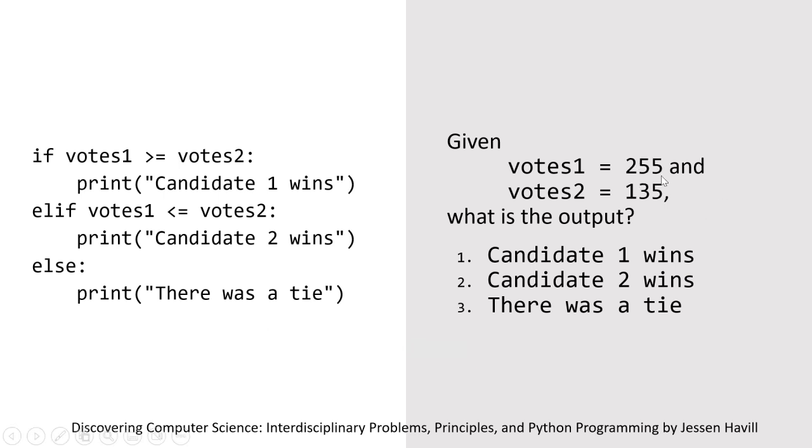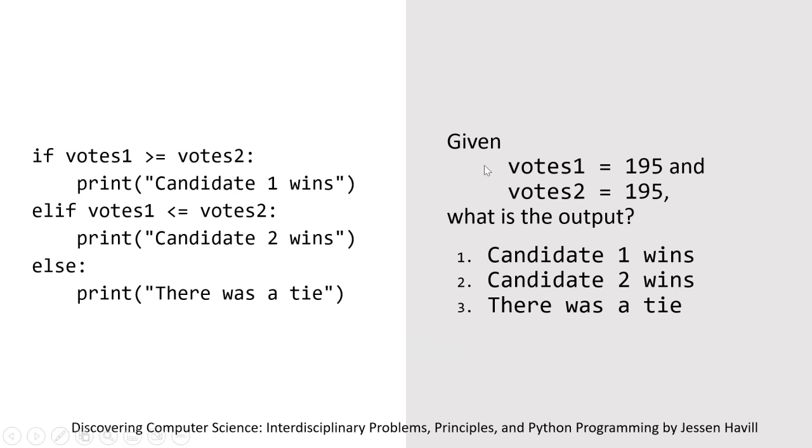Now let us consider these inputs. So you need to tell me what is the output in this case. You can pause the video at this point and just give a thought. What is the output? Okay, so in this case, the first if condition is true. It will print candidate 1 wins. It will not check the second if or else part. So the output will be simply candidate 1 wins.